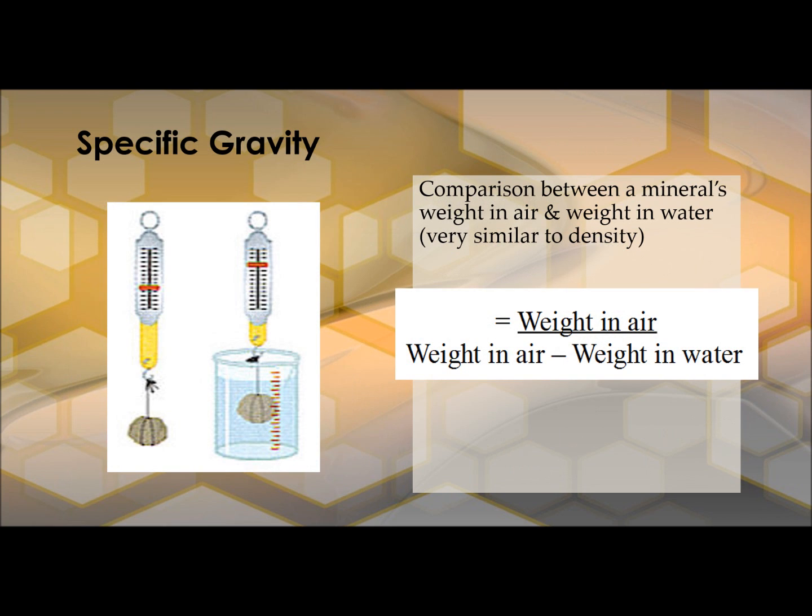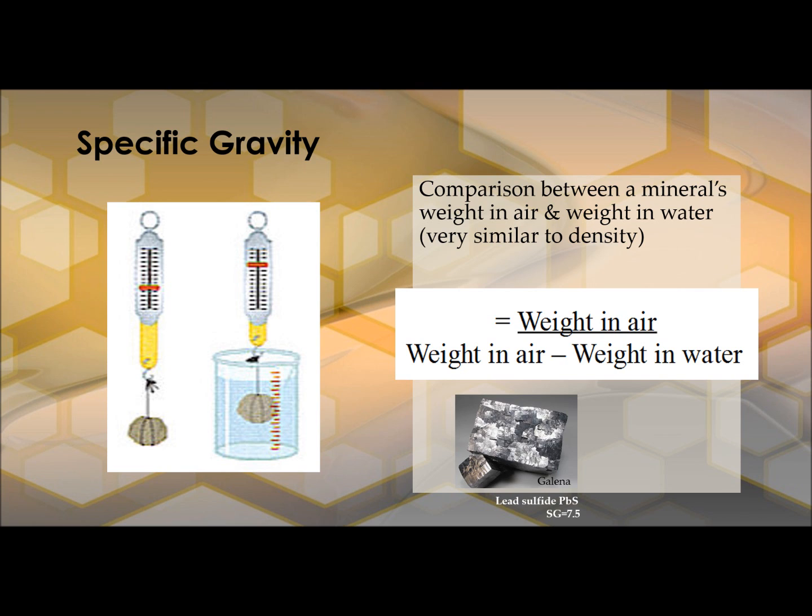Specific gravity is also a way we can identify a mineral. This is a comparison between a mineral's weight in air and its weight in water. It's basically a measure of density. Why is that important? Well, some things are more dense than others.